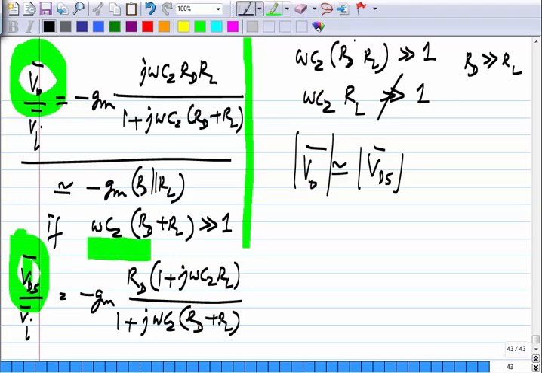Yeah, that is correct, thanks. This is RD plus RL. So, looking at these two expressions, tell me what is the condition that makes VDS approximately equal to V naught?